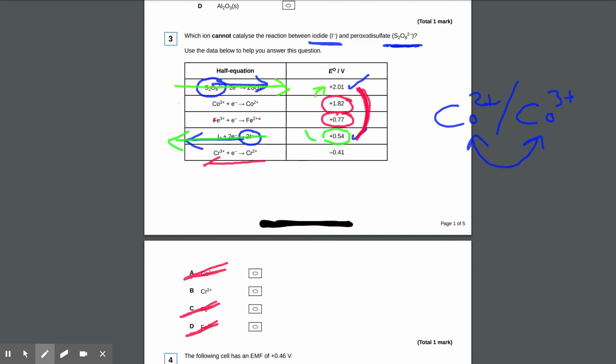because even though chromium 2+ will be made to generate chromium 3+ by the reaction with peroxidisulfate at the top, the iodide reaction is too strong a reaction, or is too positive a voltage, because what will actually happen is the chromium 3+ isn't sufficient to react with the iodide or the iodine once it has been created. So the answer is chromium 2+.